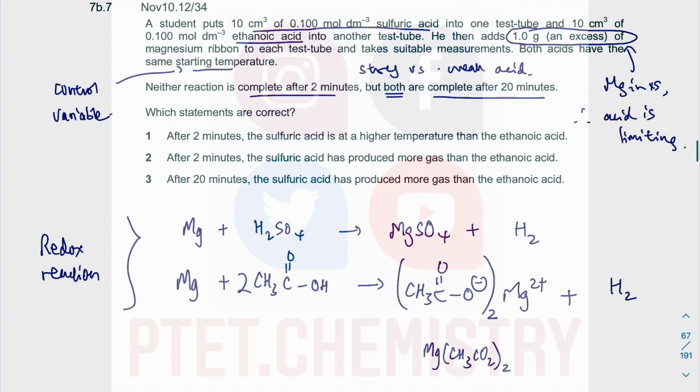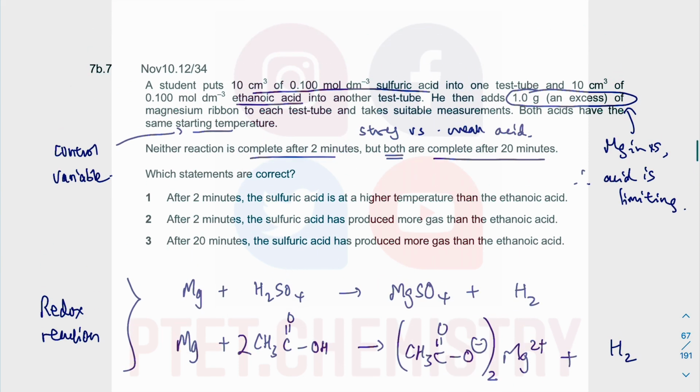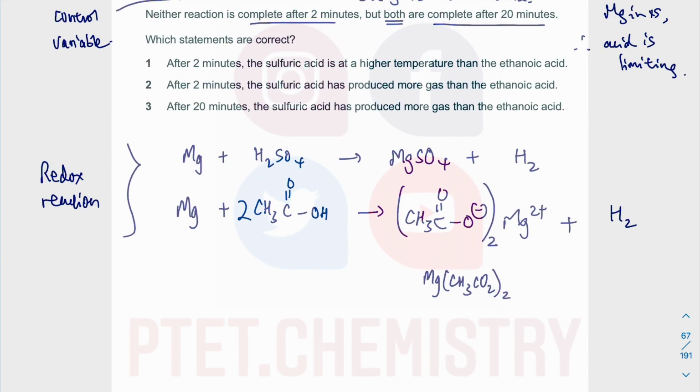So what do we know? The magnesium is in excess. The acid is limiting. So I should probably work out the moles of the acid. As you can see, they have the same volume and the same concentration for both acids, but here the stoichiometry is not the same. Okay, the stoichiometry is different here. So the moles of sulfuric acid to the moles of H2, for example, that is 1:1. Sulfuric acid and H2, 1:1.